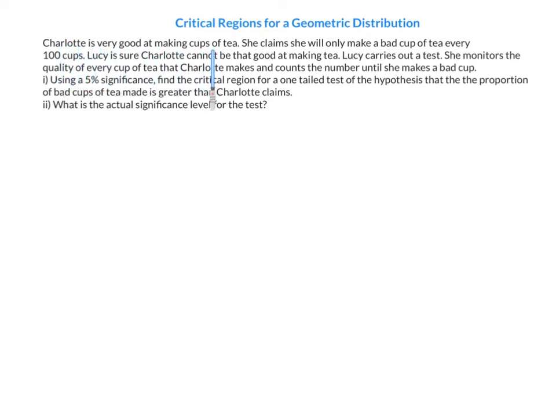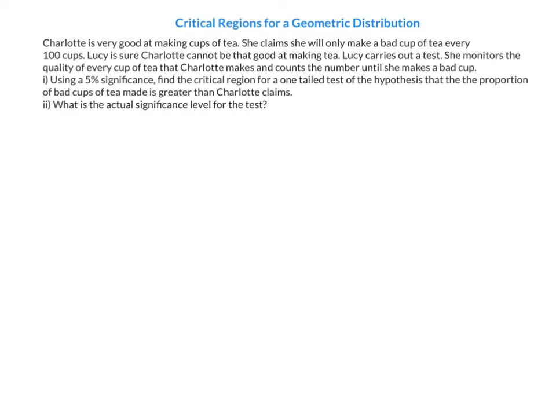Charlotte is very good at making cups of tea. She claims she will only make a bad cup of tea every 100 cups. Lucy is sure Charlotte cannot be that good at making tea. Lucy carries out a test. She monitors the quality of every cup of tea that Charlotte makes and counts the number until she makes a bad cup. So using a 5% significance, find the critical region for a one-tailed test of the hypothesis that the proportion of bad cups of tea made is greater than Charlotte claims. And then we're going to find the actual significance level.